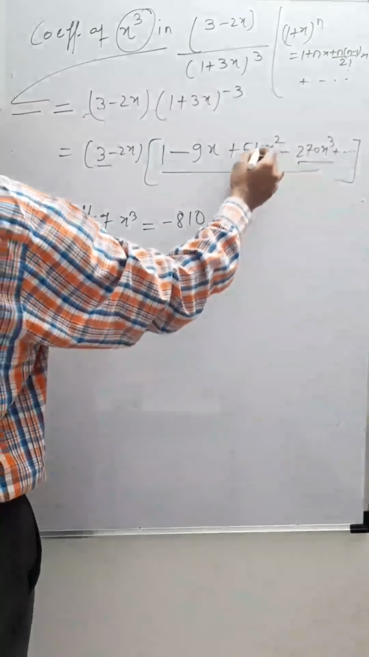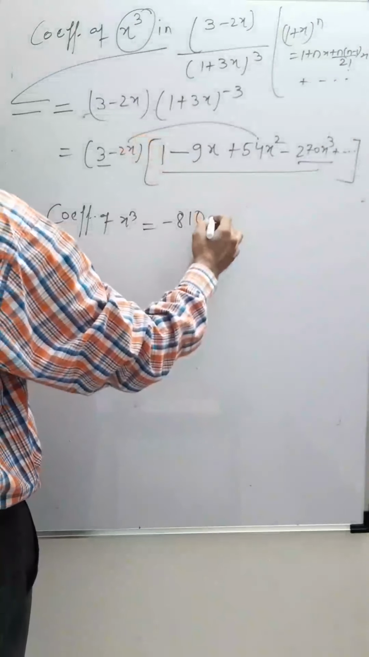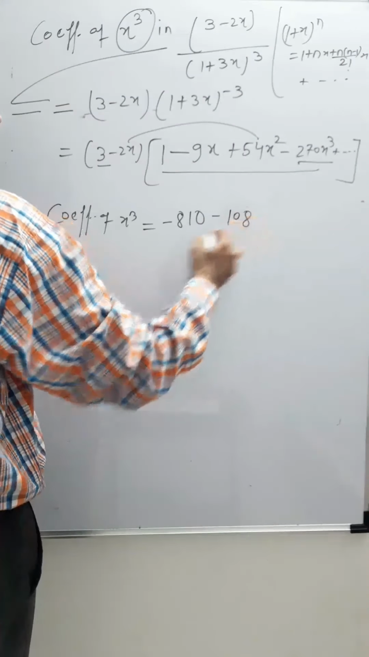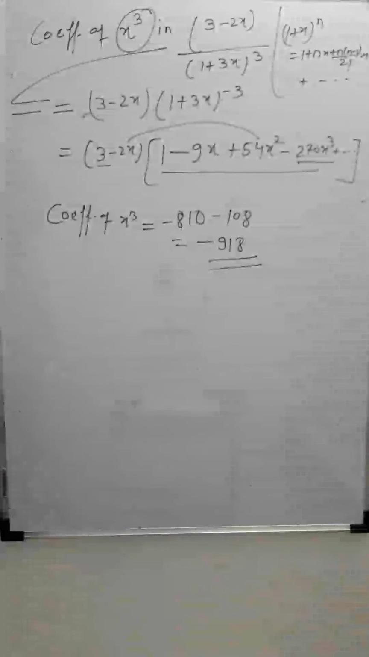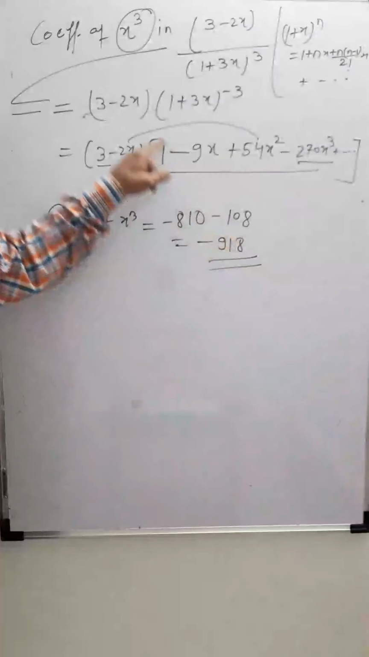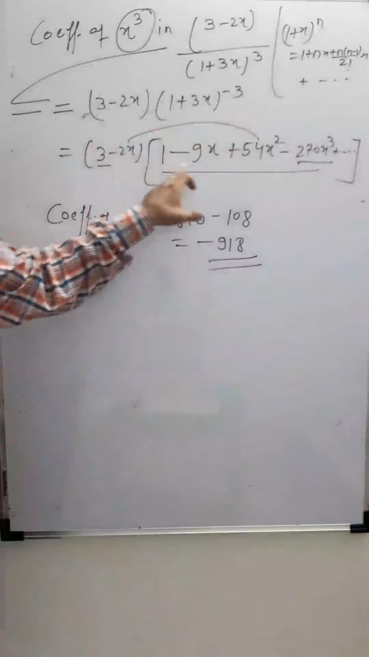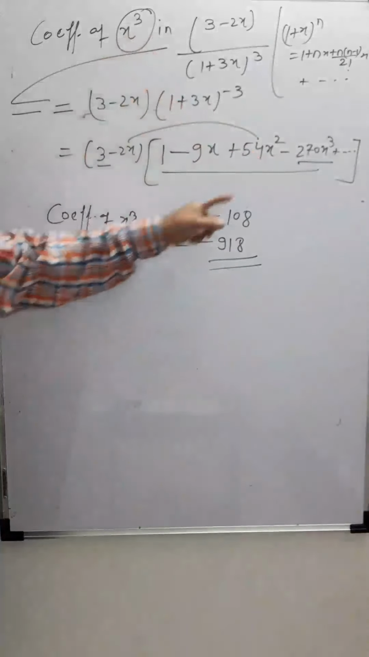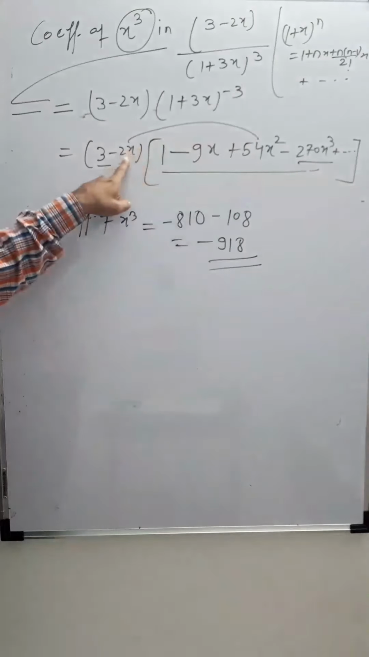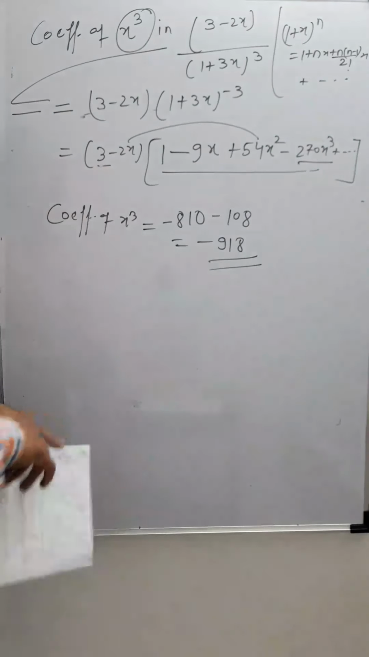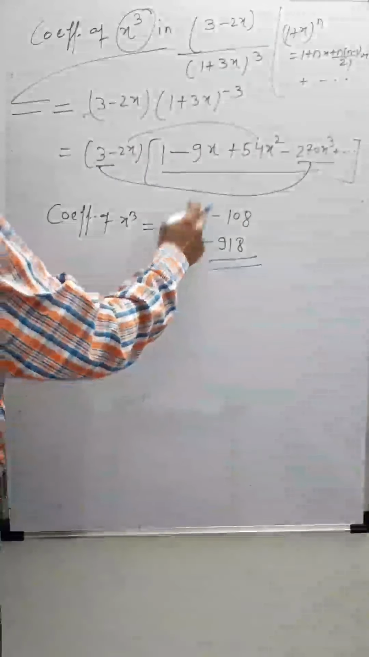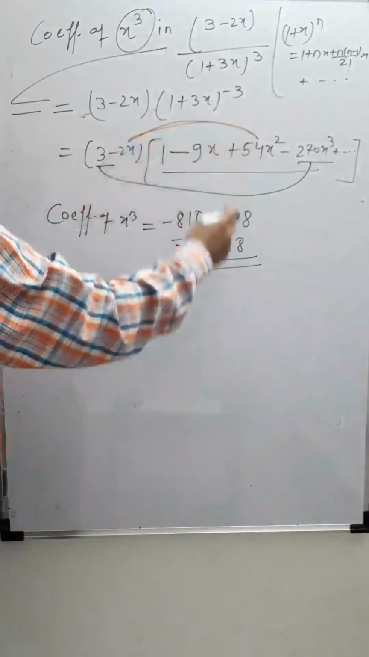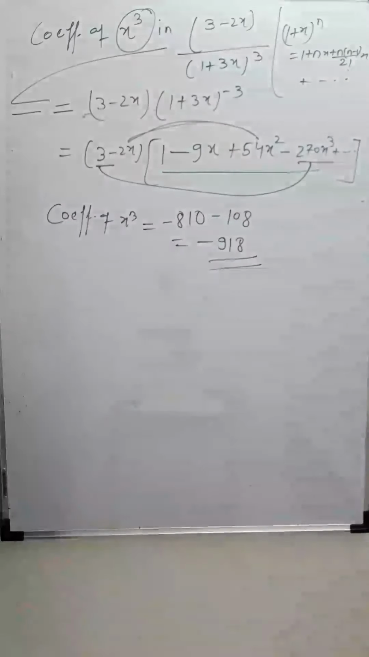and x square into this is going to be minus 108. So this is nothing but minus 918. Fine. So the answer is minus 918. So again we have expanded this minus 3 power, and then we have to collect the coefficient of x cube. So this into this and this one, because x cube will multiply here, plus and minus, this will become minus 810, and this into this, so that you will get the coefficient of x cube. It came minus 918. Find here.